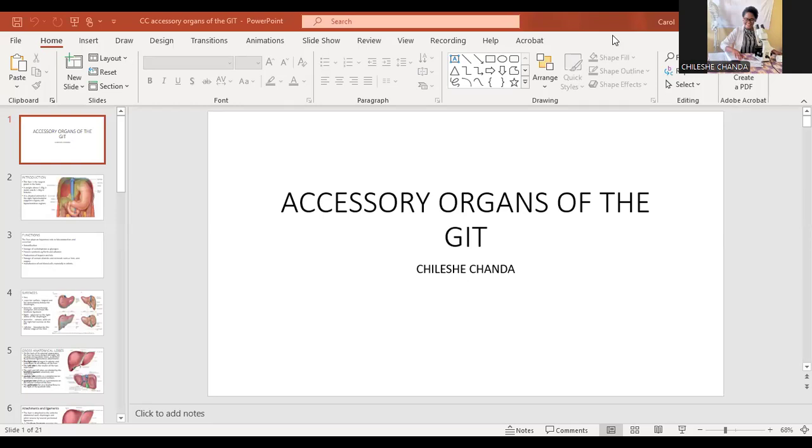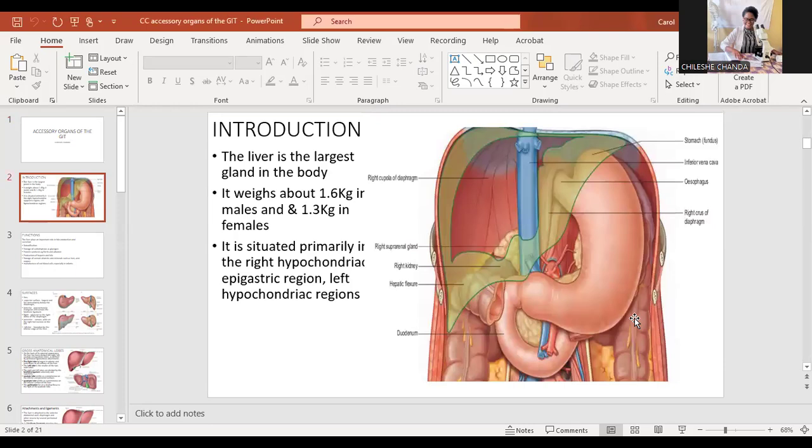Of the GIT, but we started looking at the accessory organs. So today we are going to look at the liver in detail. I'm sure we have all heard of the liver, and the liver is said to be the largest gland in the body. It weighs about 1.6 kgs in males and about 1.3 kgs in females.